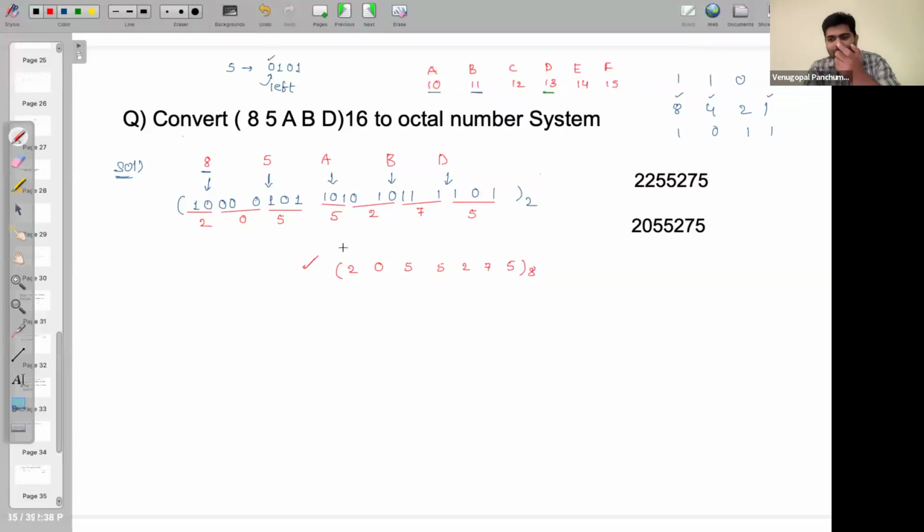Okay, if you change a small 0 or 1, then the answer is gone. So you should be very careful. Once a 0 or 1 is wrong, then that is completely gone. So you should be very careful when you are solving these kinds of questions.